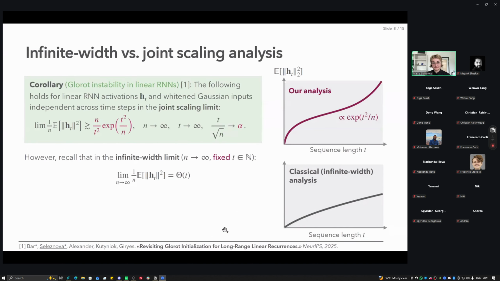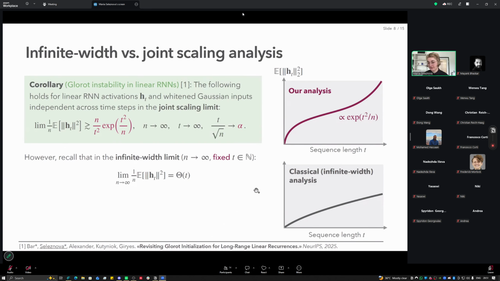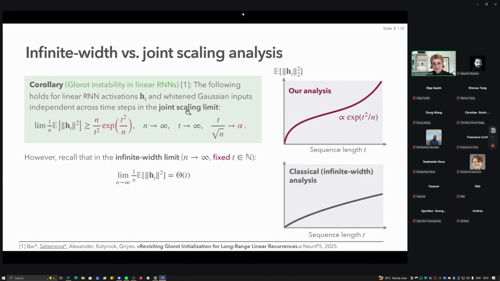So let's look again carefully at this result that I just showed you, that Glorot explodes. Just reminding that we are considering the joint scaling limit, where the width n and the sequence length t grow together with a given scaling. And this, as you can see in the figure, gives us exponential growth in the hidden state norm for large enough sequence lengths. But remember that in the infinite width limit, from the analogy with feed-forward networks, the norm of the hidden state may only grow linearly with the sequence length t.